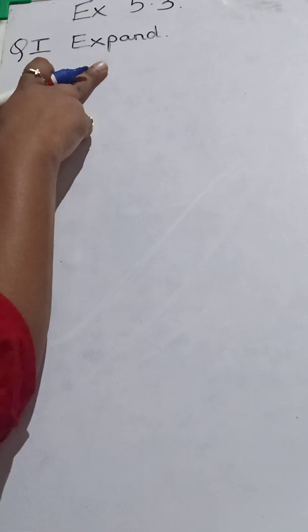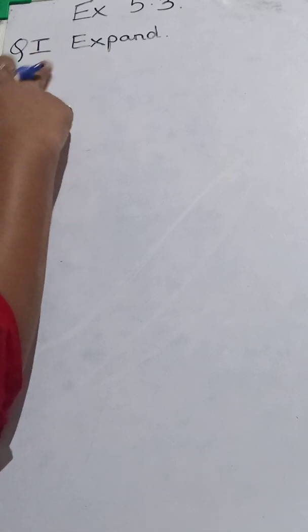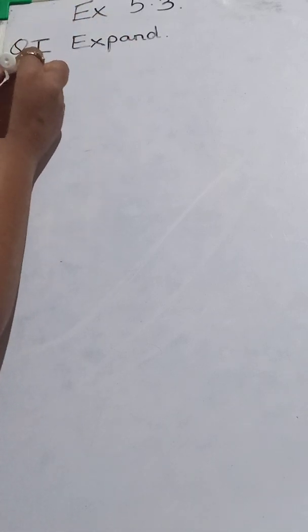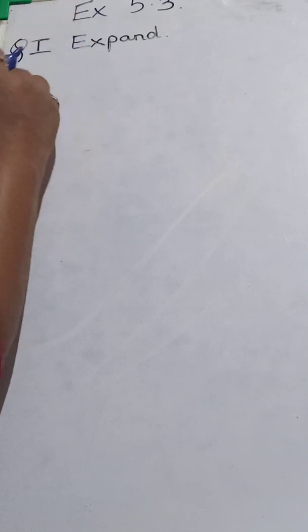I hope till 5.2 all have done their homework, whatever sums were given, and those who had doubts have already contacted me, and I guess their doubts are cleared now. So today we are going to start with exercise 5.3. The first sum in exercise 5.3 is (2m minus 5) cube.